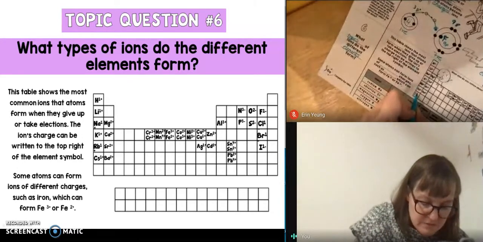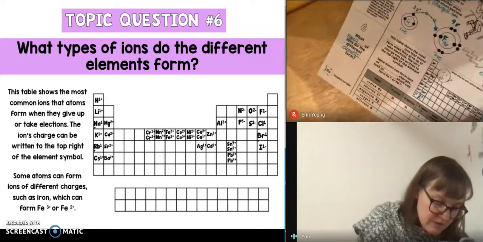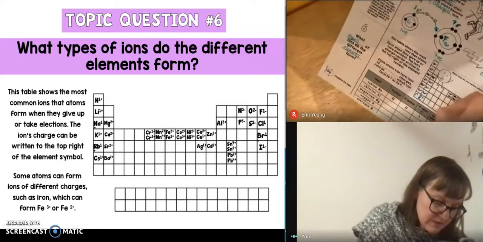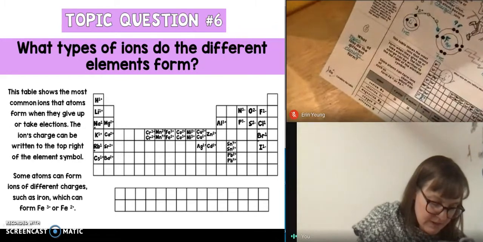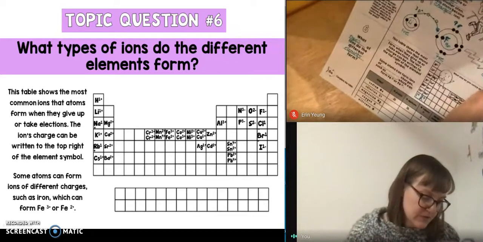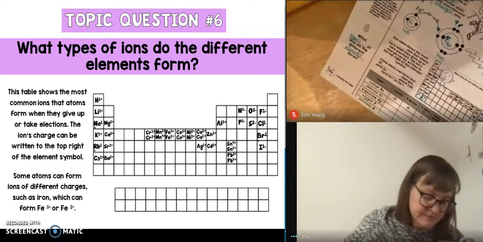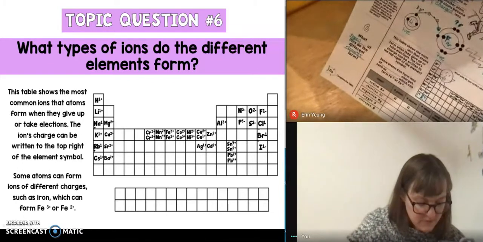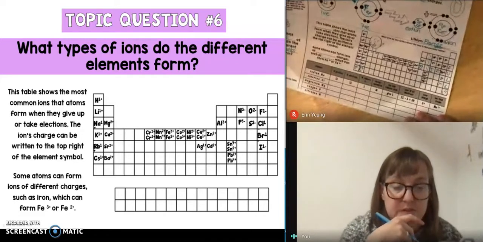So all of these ones are 1 plus. These ones are all 2 plus. And then over here we get our 3 plus. This one is our 4. We like to share for 4. This is 3 minus, 2 minus, 1 minus. And these ones over here are our full and happy noble gases. Oh, you can't see that. Full and happy noble gases over there.